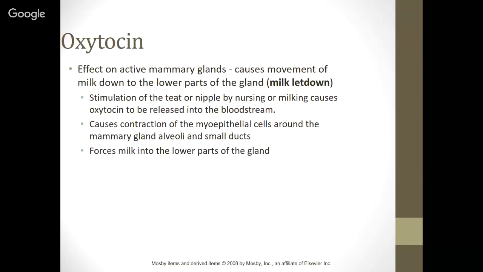It has an effect on the active mammary glands only when mammary glands are affected and grow because of prolactin. What oxytocin does is cause movement of the milk down to the lower parts of the gland. It's called milk letdown. Stimulation of the teat or nipple by nursing or milking causes oxytocin to be released in the bloodstream. It causes contraction of the myoepithelial cells around the mammary gland alveoli and small ducts, and it forces milk into the lower parts of the gland.